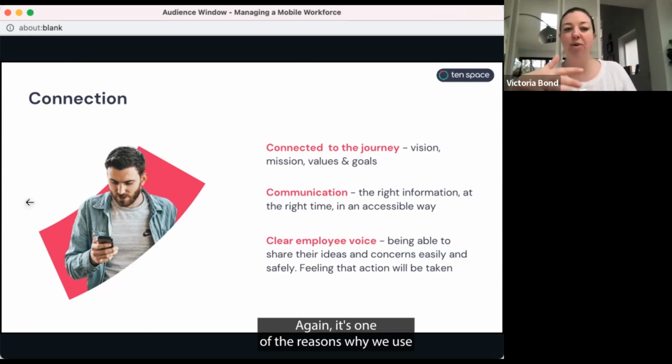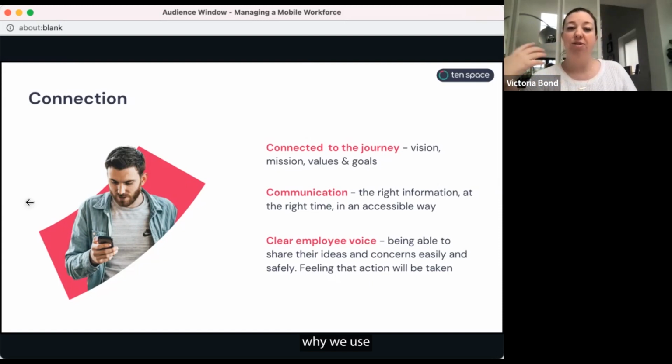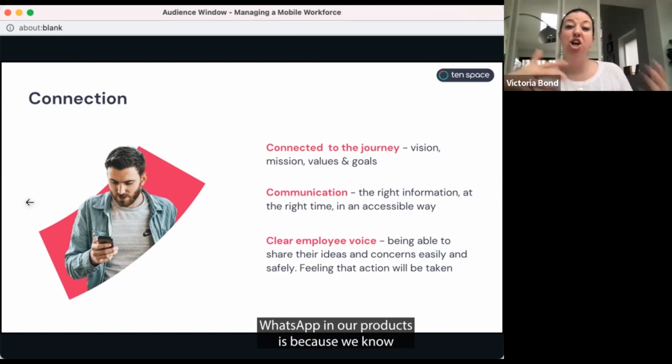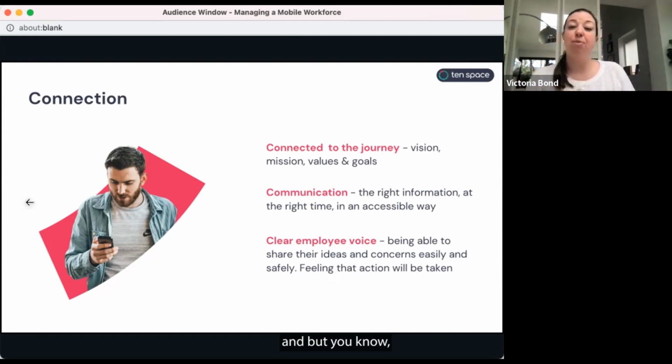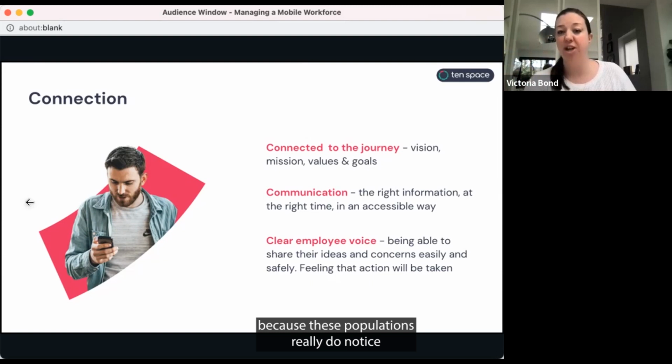Again, it's one of the reasons why we use WhatsApp in our products, because we know that that's a really accessible way of reaching employees. But using technology, using leaders, I've worked with these populations in the past, and I always knew that my killer blow, whenever I needed to get a piece of communication to someone and I knew that it needed to land, was writing to them, for example, but making sure that we've got a really robust communication plan in place, because these populations really do notice.